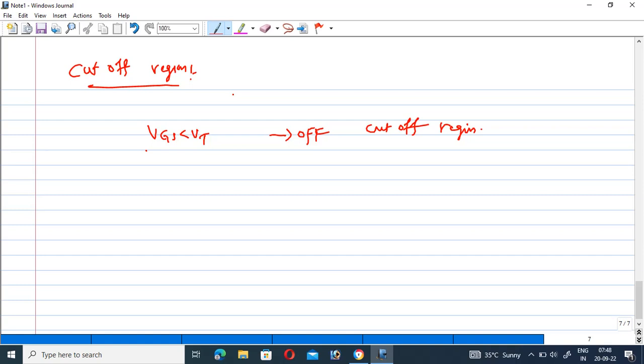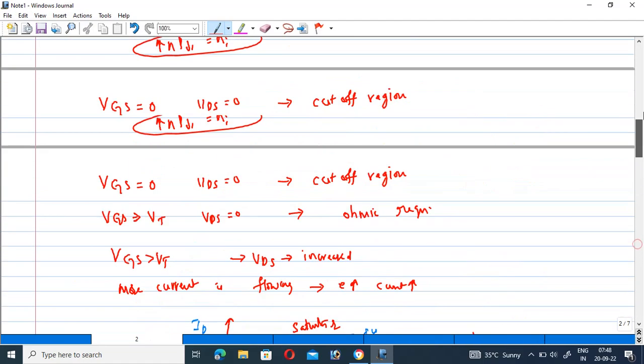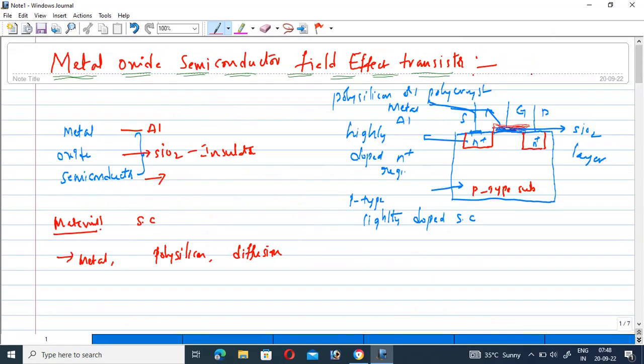Okay, so this is a very brief idea regarding the NMOS metal oxide semiconductor field effect transistor. I think it is very easy, guys, if you are understanding very clearly.